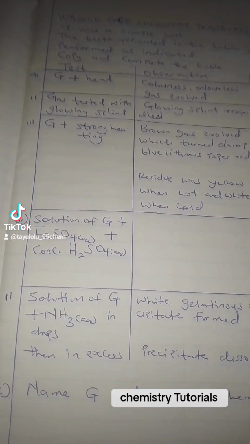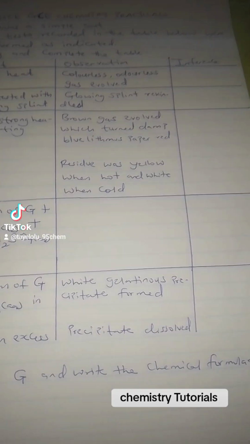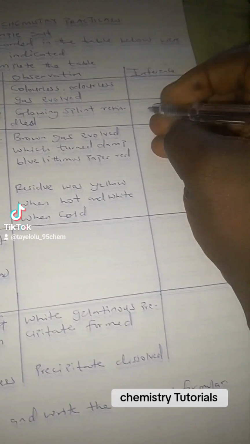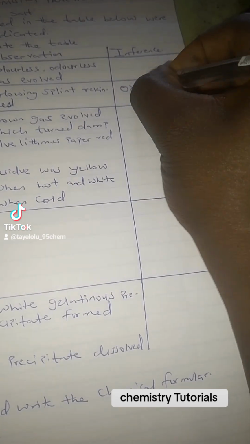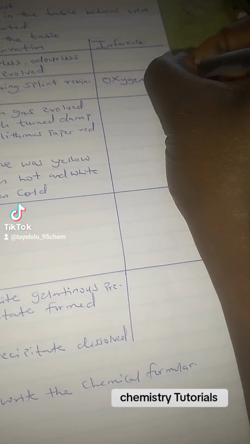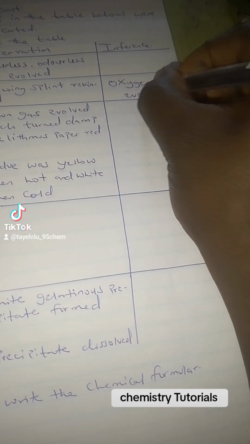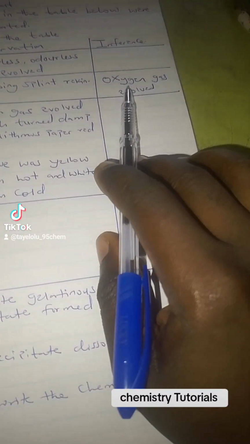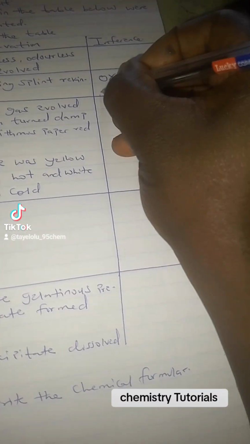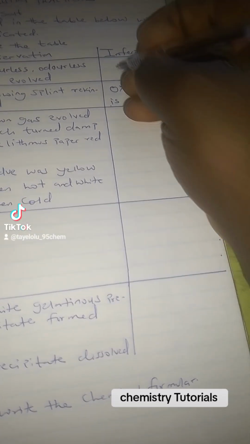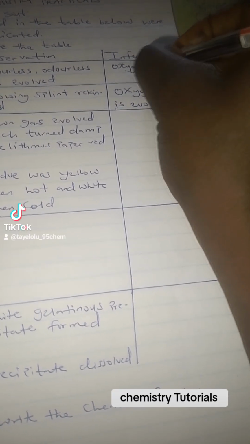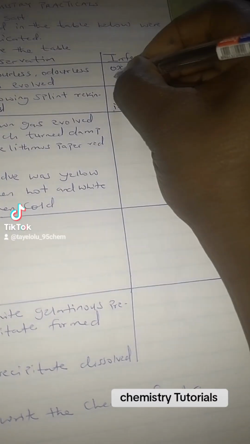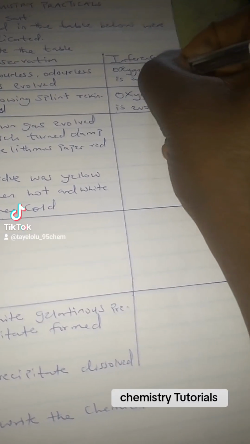So let's look at the second one. Gas tested with a glowing splint. Glowing splint rekindled. Now, the gas that rekindles a glowing splint is oxygen gas. Oxygen gas rekindles a glowing splint. So definitely it means oxygen gas is evolved. So that means definitely this place is oxygen gas, because oxygen gas is colorless and odorless. Oxygen gas is evolved. Okay, are you following? Now to the next test.